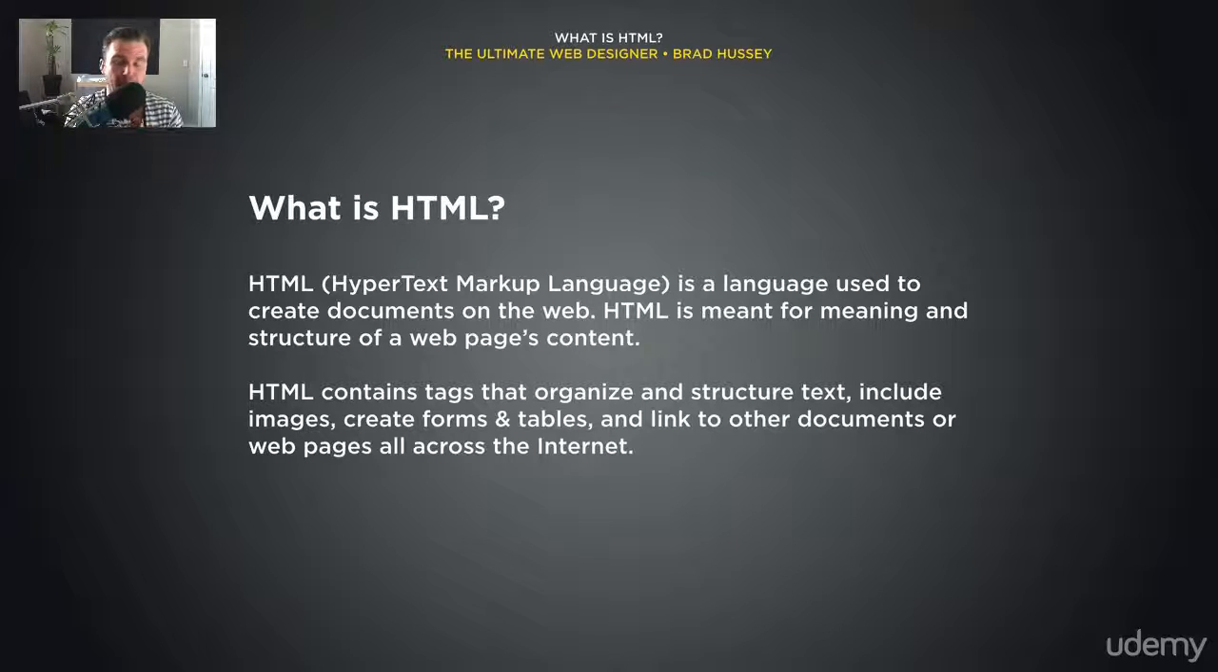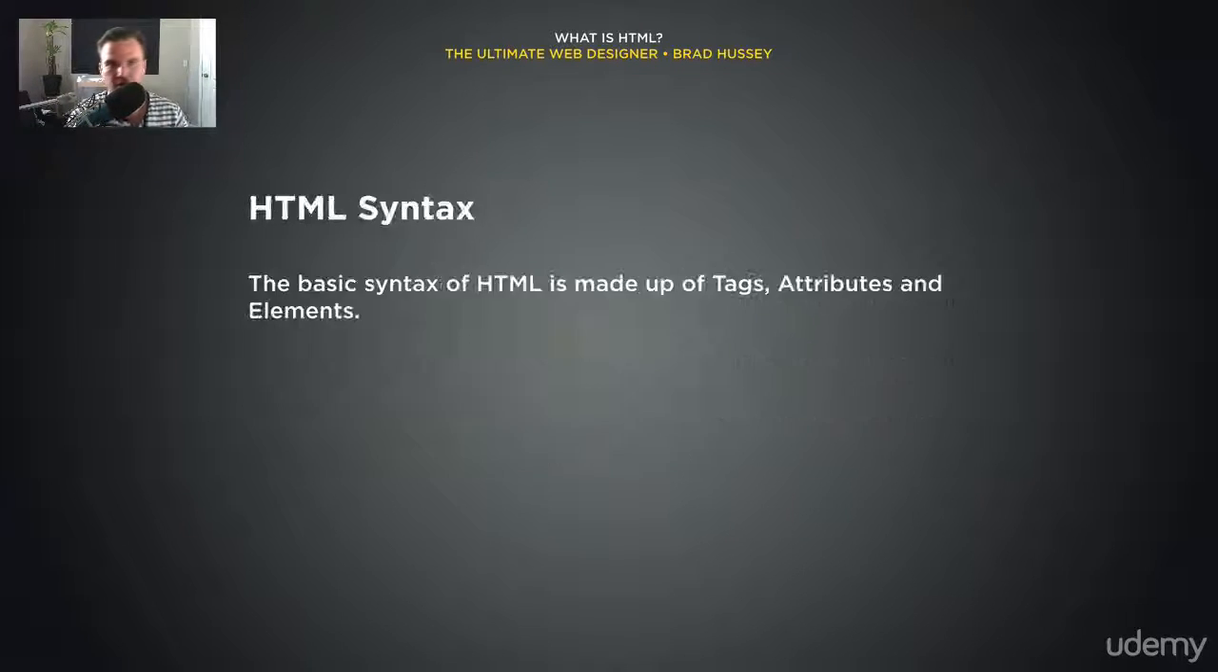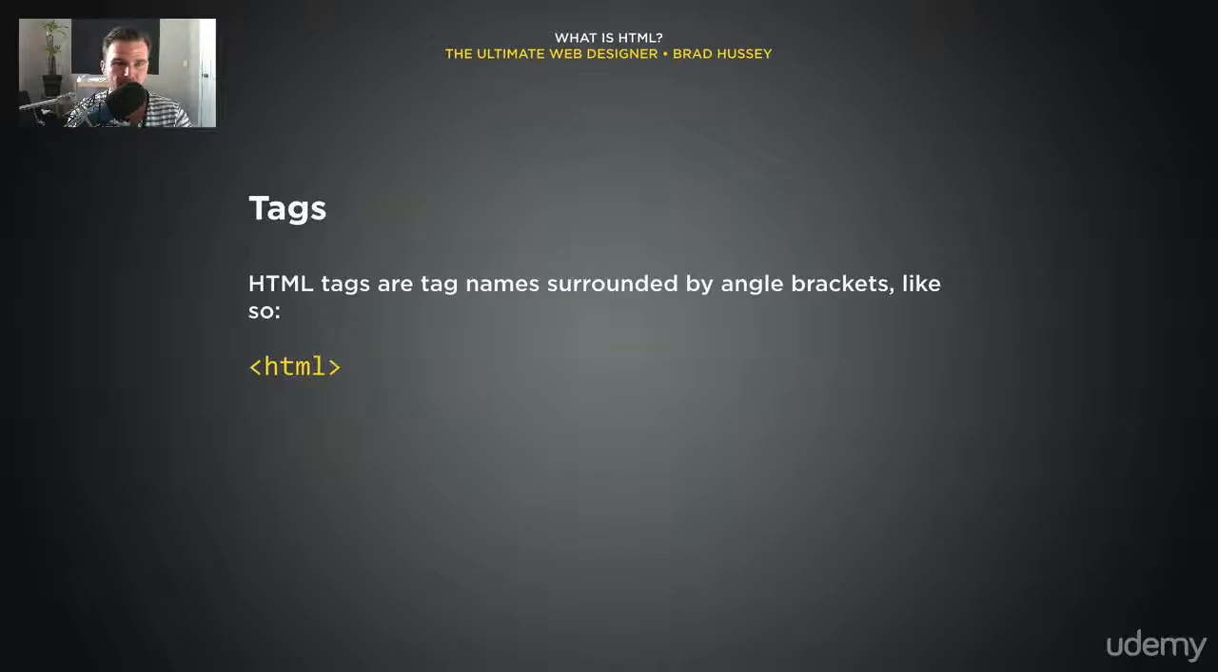HTML contains tags that organize and structure text, include images, create forms and tables, and link to other documents and web pages all over the internet. The basic syntax of HTML is made up of tags, attributes, and elements. HTML tags are tag names surrounded by angle brackets on either side, like so.